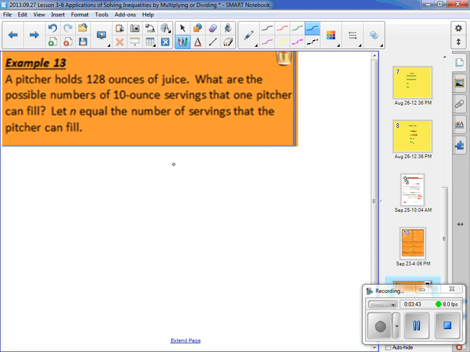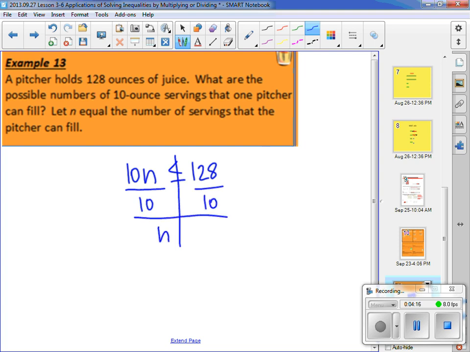Less than, okay. Less than or equal to 128, because you can do less than 128, but you can't do more than 128. Okay, and you've got 10-ounce servings, so how would you set that up? Because it's 10 ounces per number of servings. So to solve, divide by 10. So n is less than or equal to 12.8.